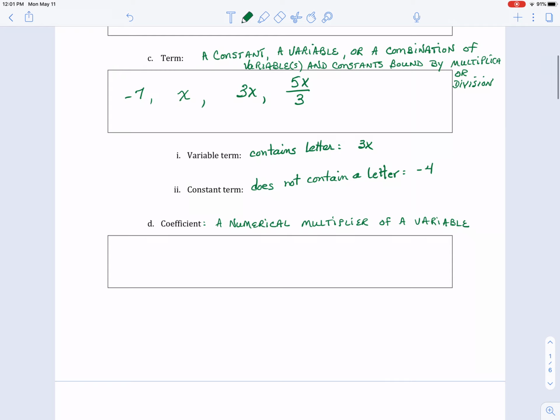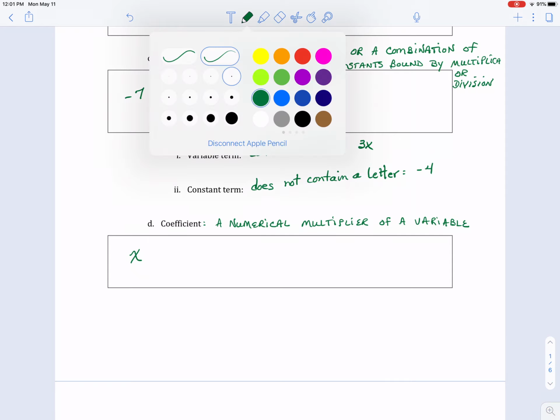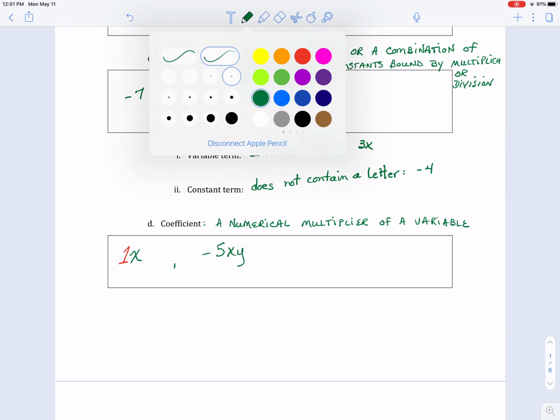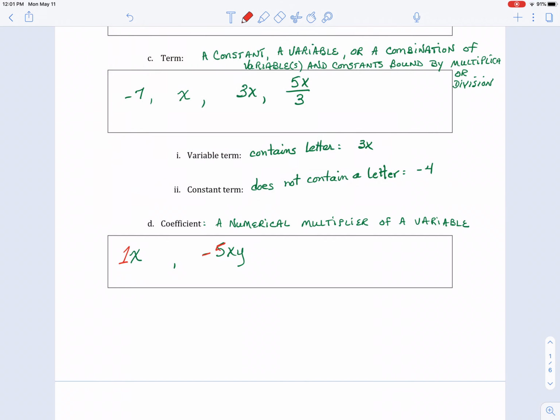So let me show you some examples. Let's say that we just have the single letter x. That is a term. And something that you will need to understand is that there is a multiplier of 1 sitting out in front of that x. So that 1 would be referred to as the coefficient of x. And we might have something like -5xy, and of course the -5 would be called the coefficient. Sometimes I refer to it as the numerical coefficient.